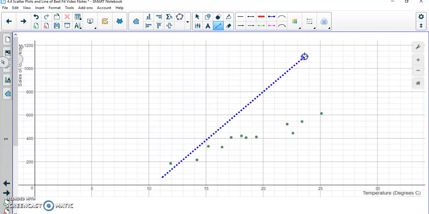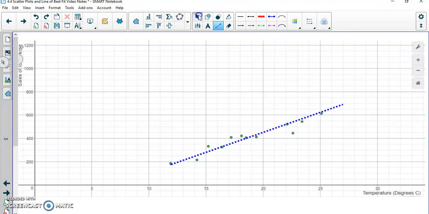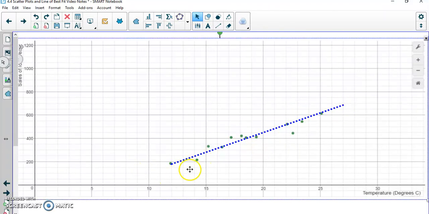So something like this is terrible. This does not follow the trend of the data. There's way too many points below it. Something like this is also terrible. All the points are above it. That's not good. So what I can do is start to connect some of these dots here maybe. So something like that, what I'm starting to realize, there's 1, 2, 3 points above it, 1, 2, 3, 4 points below it, and there's 1, 2, 3, 4, 5 points on it. So I think this is a really good line that would approximate the data.